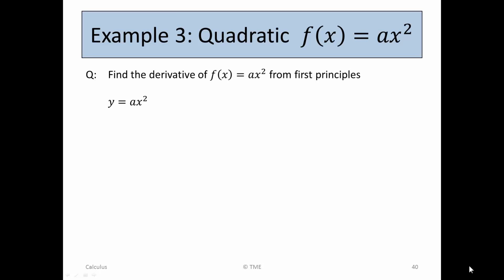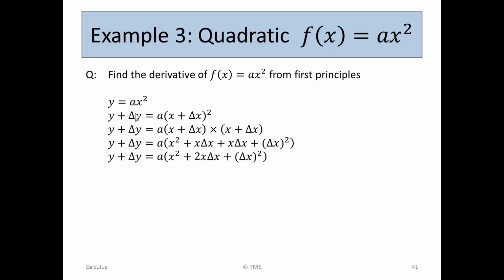Example 3. Quadratic functions. f(x) equals ax squared. Find the derivative of f(x) equals ax squared from first principles. For example, y might be 3x squared or 10x squared. How do you find the derivative from first principles?